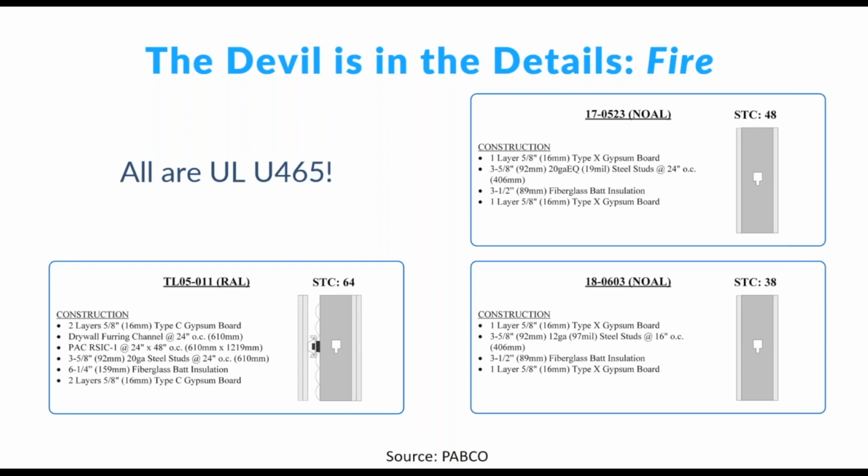And you can see you lose 10 STC points just by changing the thickness of the steel, basically, and reducing the stud spacing. The last one on the bottom left uses 20 gauge steel studs. I'm not actually sure of the mil thickness on these. That's an important thing to pay attention to.